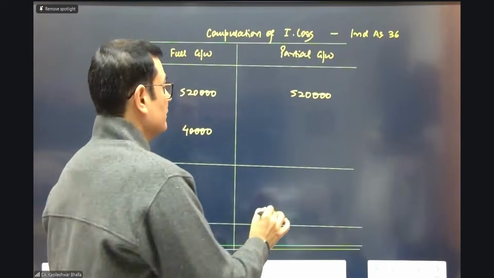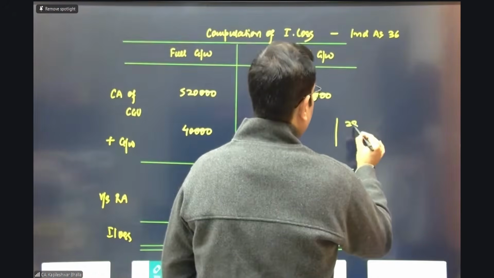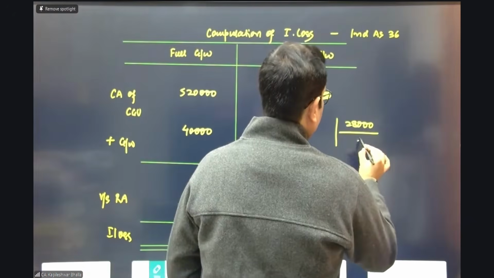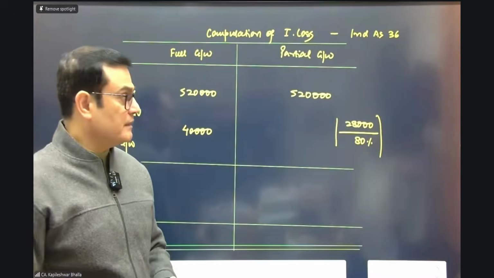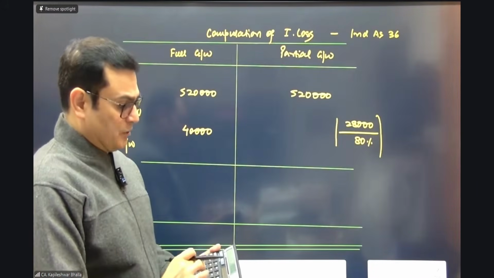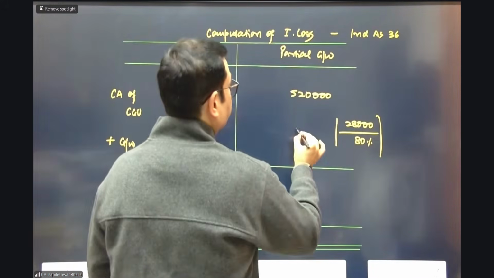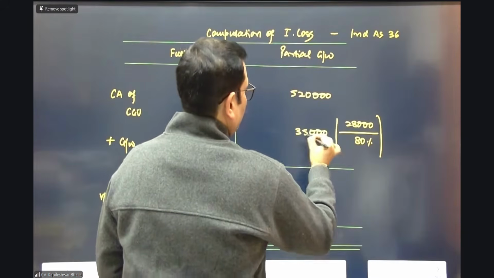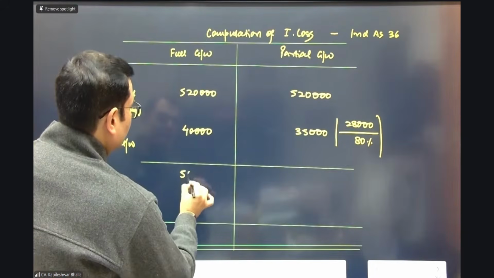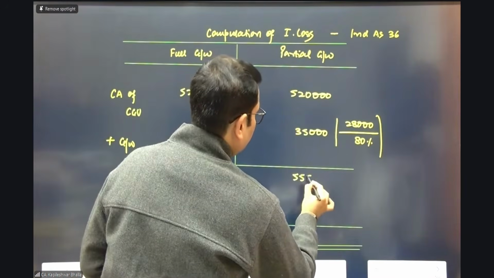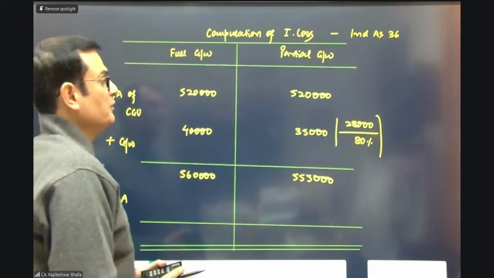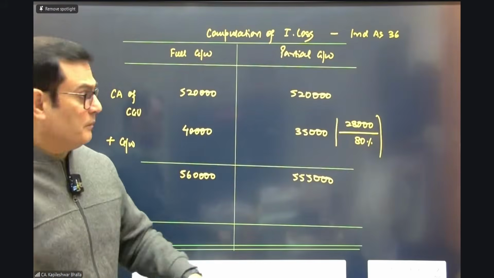And that's right. So in this particular case, we take this 28,000 and this represents 80% because the parent has got an 80% stake. So 28 grossed up becomes 35. So this is to the extent of 5,60,000 and this is to the extent of 5,55,000. And then you need to compare this with the recoverable amount.